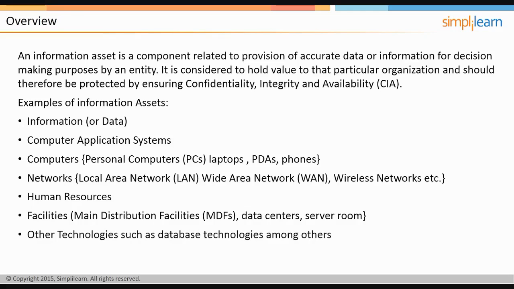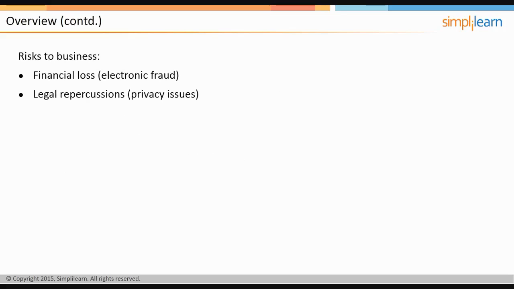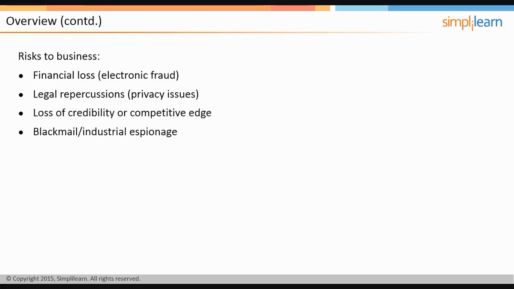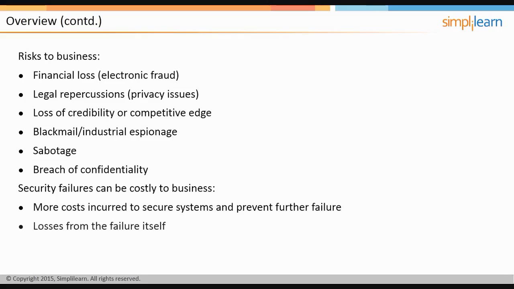Let us continue with the overview in the following screen. The risks to business include financial loss, electronic fraud, legal repercussions, privacy issues, loss of credibility or competitive edge, blackmail, industrial espionage, sabotage, and breach of confidentiality. Security failures can be costly to business as more costs are incurred to secure systems and prevent further failure. Furthermore, costs are incurred from losses from the failure itself and when recovering from such losses. Let us now look at threats to information assets in the next slide.